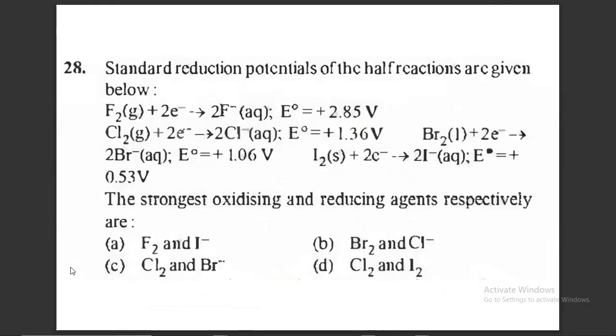Let us see question number 28. Standard reduction potentials of the half reactions are given below. The strongest oxidizing agent? This is easy. You can judge the answer from the SRP values. The higher the value of reduction potential, the higher will be the oxidizing power, whereas the lower the value of reduction potential, the higher will be the reducing power. So 28 would be fluorine and iodide.